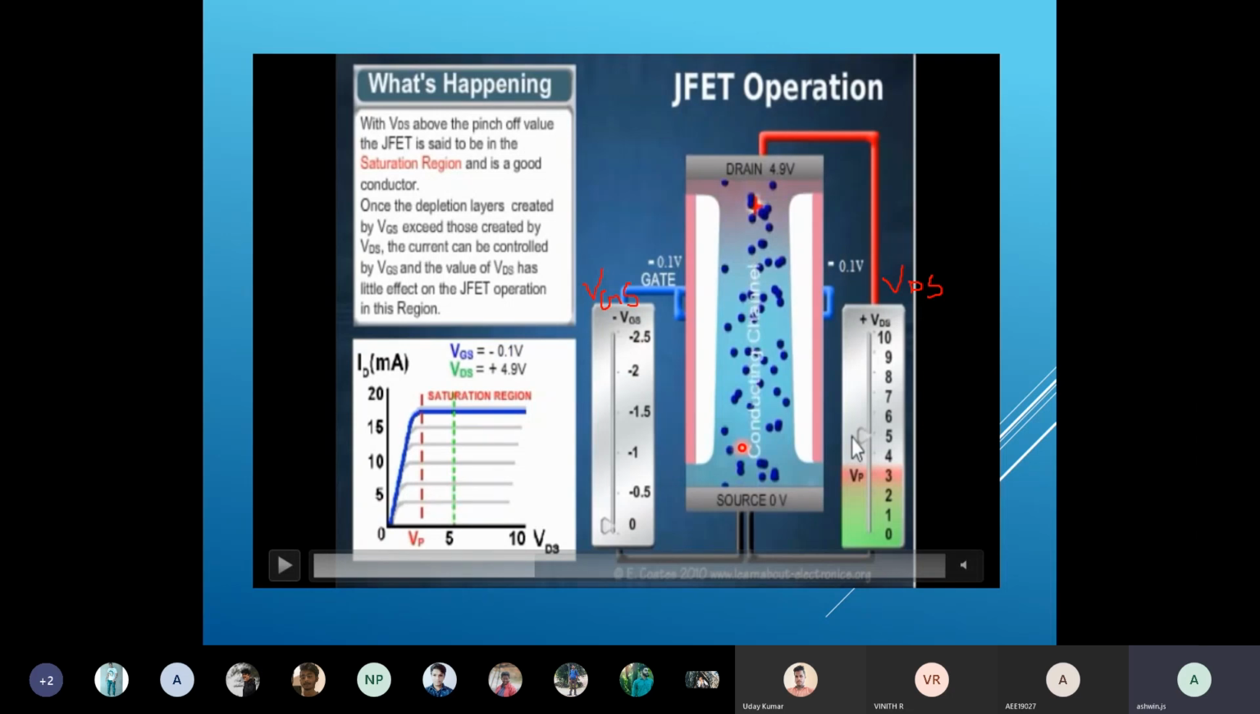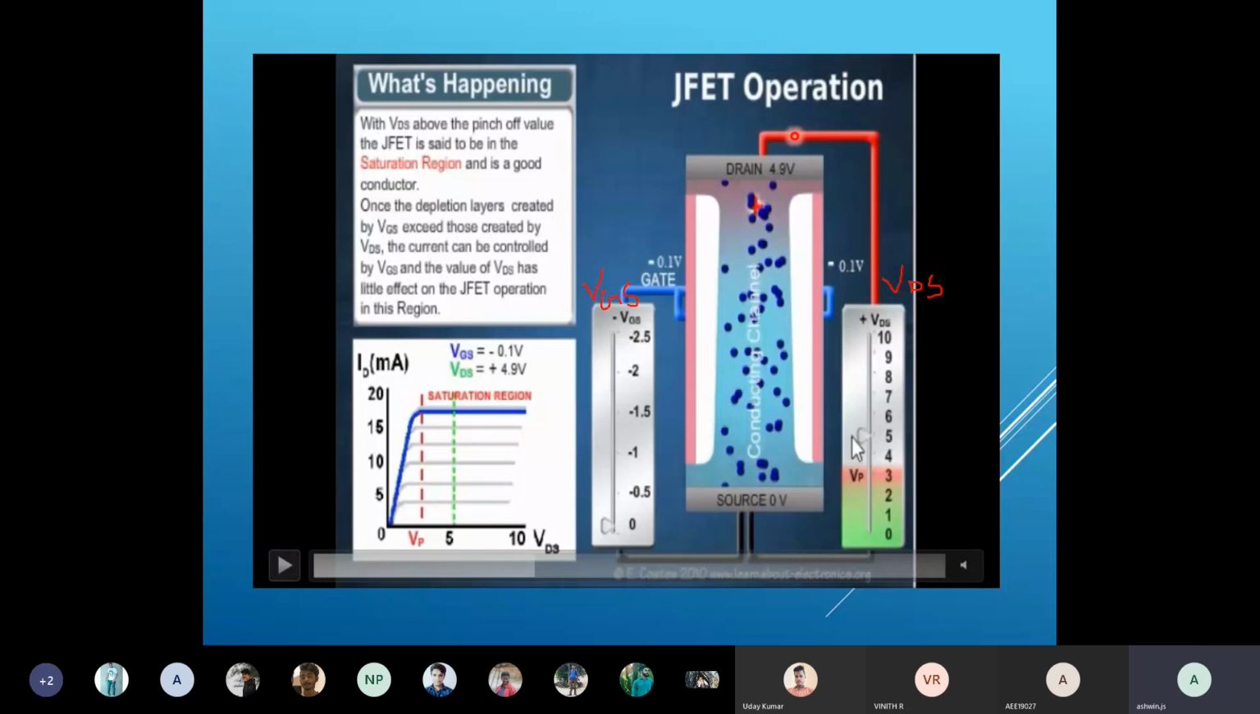If I keep increasing to minus 3, minus 4, there won't be any current flow. It becomes a cutoff, so no current flow will occur. It represents that there is no flow of charge carriers from source to drain. So this is the basic operation of your JFET.